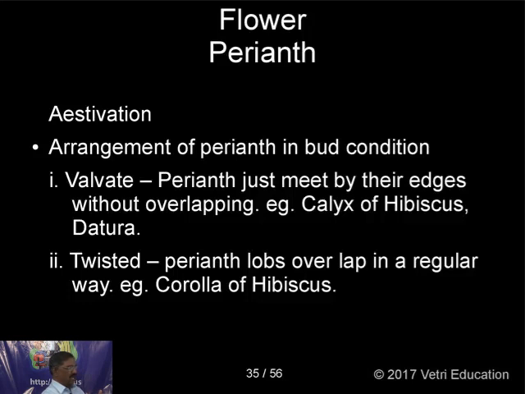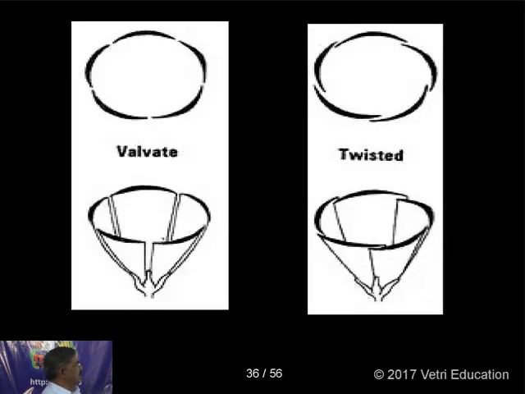The second one is twisted. The perianth lobes overlap in a regular way, that is, one side of a lobe is outside and the other side inside, in a regular way, just like a twisting. This is called twisted aestivation. You can find it in the corolla of hibiscus. You can see the diagrams. In the first one, the perianth lobes just meet but do not overlap one by one. This is the valvate aestivation. The second one, twisted, the petals of hibiscus. You see, in a particular petal, one side is inside and the other side outside, in a regular way. This is twisted aestivation.